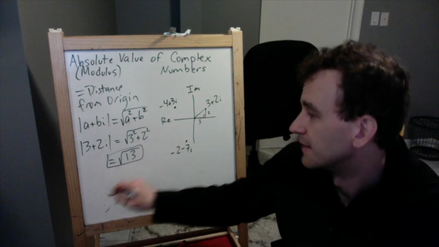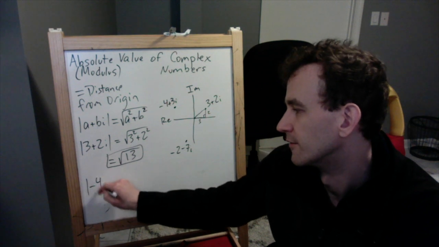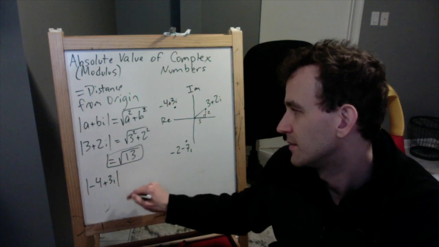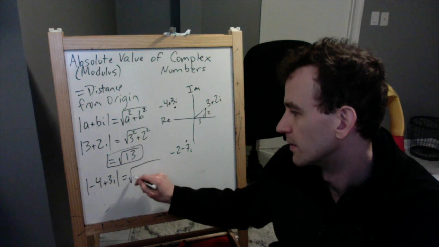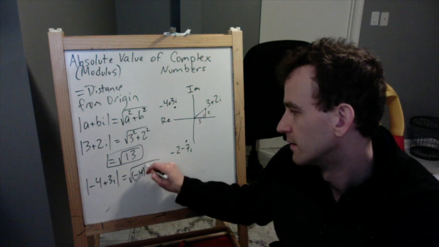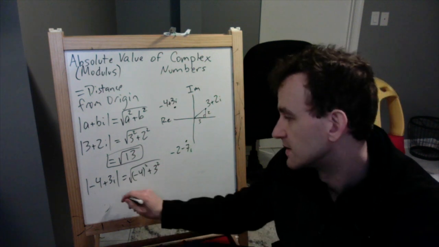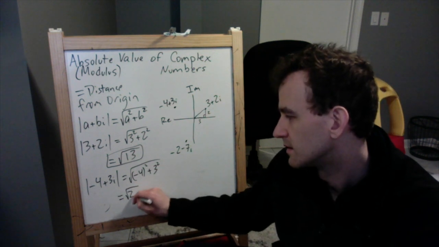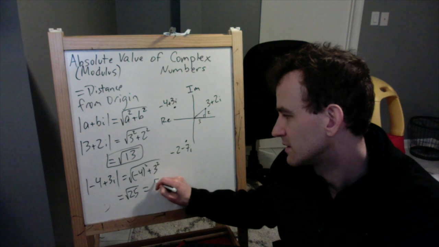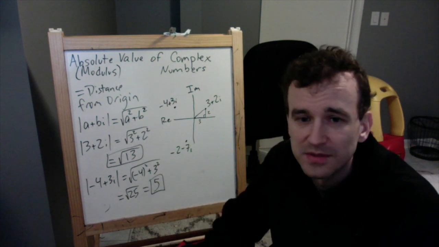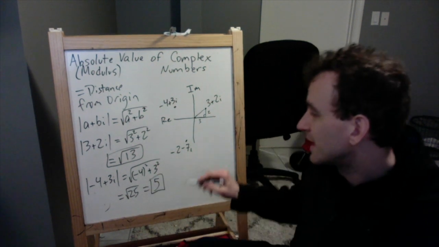If you wanted to find the absolute value of negative 4 plus 3i, same thing. It's just going to be the square root of negative 4 squared plus 3 squared. 16 plus 9 is 25. That's root 25, which is just 5. The absolute value of negative 4 plus 3i is 5.